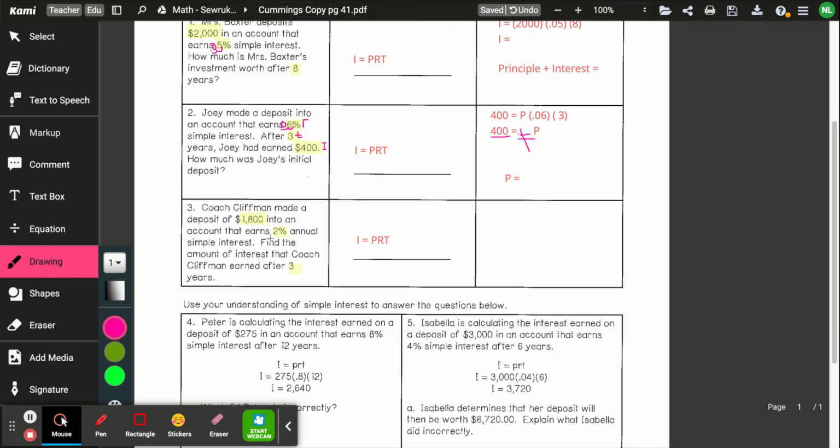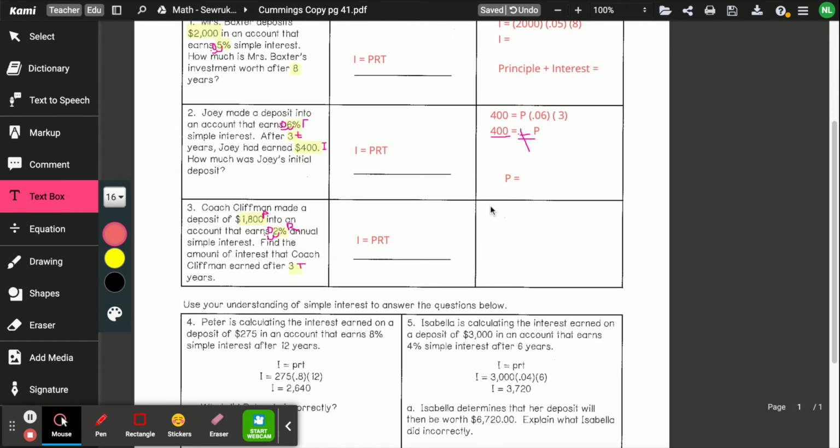So again, I like to label that. I know that this is my P. I know I have to change this into a decimal by moving the decimal point over 2 places. So I get 0.02, and that's my R. And I also know that 3 is in years, and that's my time.